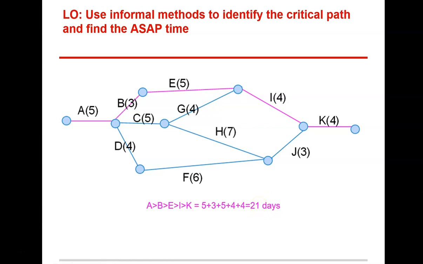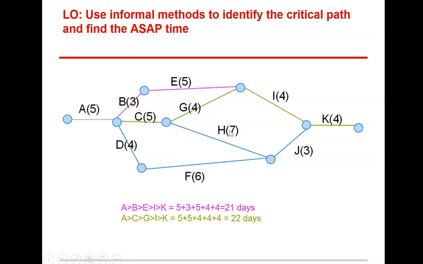I don't think it looks like the longest path, because I'm assuming we're going to have to use H in here or F here because they've both got 7 or 6 days. So let's have a look at the next path. So A, C, G, I, K. It's 22 days, so that's already longer, so definitely not going to be the first one.